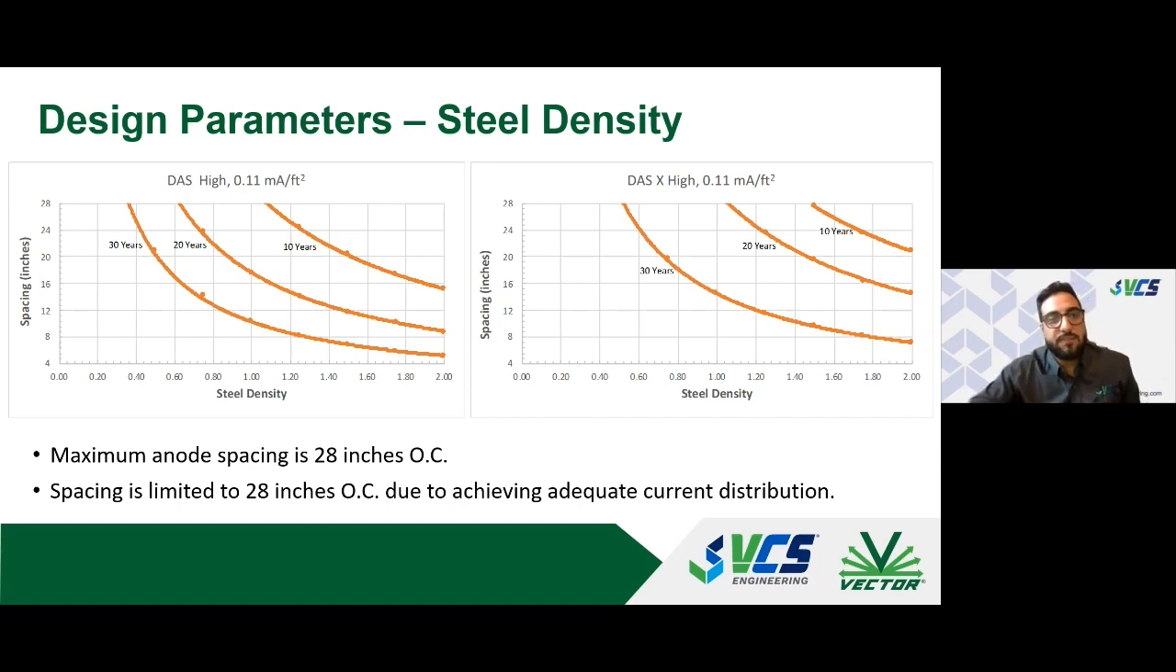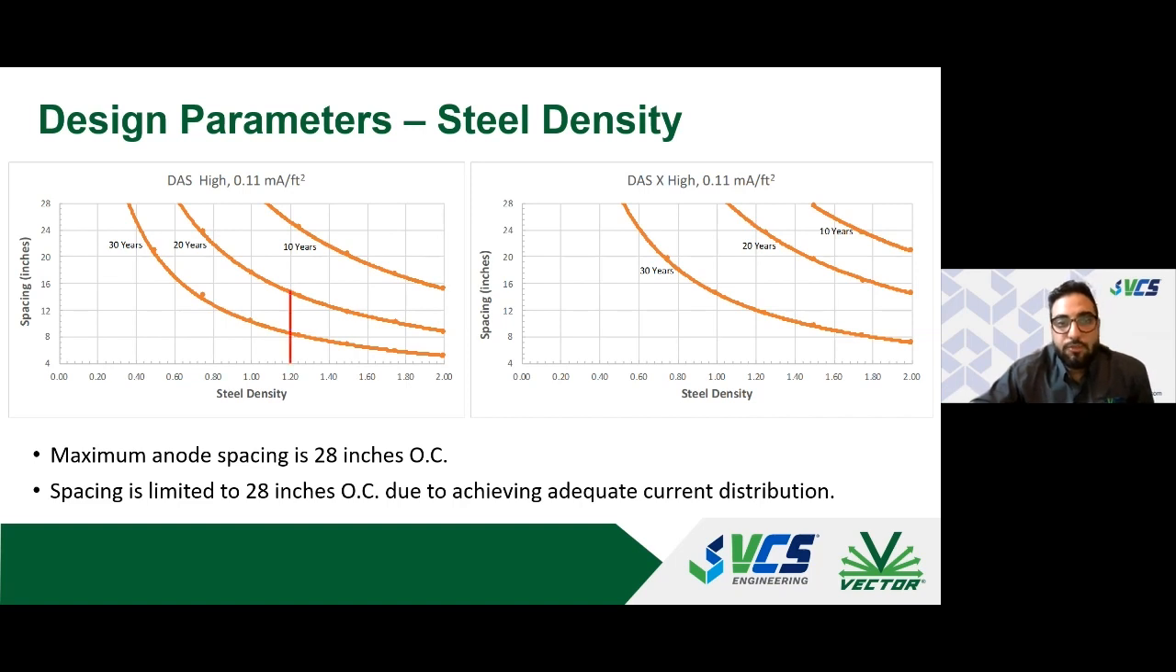And so here we have two graphs. On the left graph is for a DAS anode in a high-risk category, and the graph on the right is a DAS-X anode in a high-risk category. So the categories are exactly the same. And on the x-axis, we have steel density, and on the y-axis, we have spacing in inches. And so you can see we have different curves for each of our service lives, 10 years, 20 years, 30 years, and obviously we can extrapolate between that. If we need a 15-year design service life, then we can use math to calculate what that spacing would need. But typically, we have 10, 20, and 30-year, which are pretty standard.